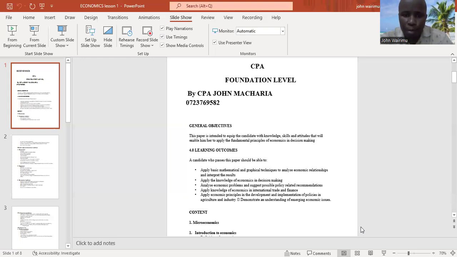Apply knowledge of economics in international trade and finance. Apply economic principles in the development and implementation of policy in agriculture and industry. Finally, demonstrate an understanding of emerging economic issues. This is just an overview of what this course is intended to make a student look like. Now, let's look at the content of this course.